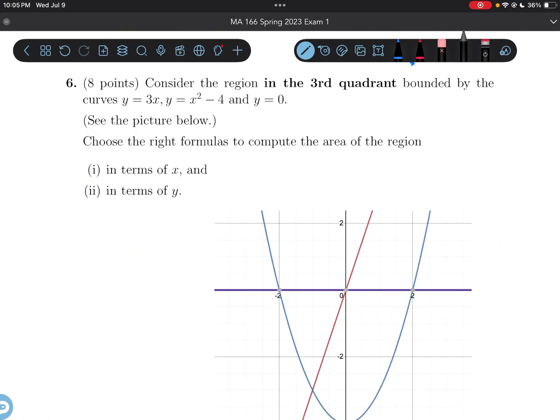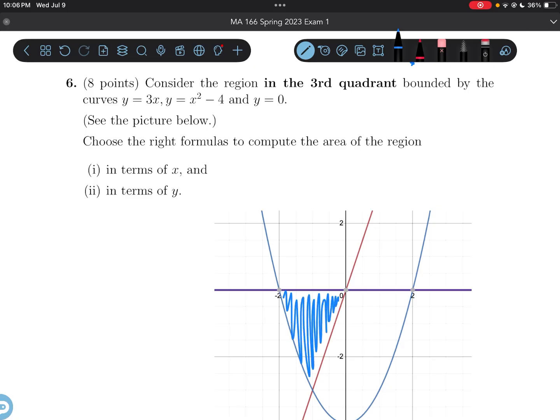Okay, question 6 says, consider the region in the third quadrant bounded by the curves y equals 3x, y equals x squared minus 4, and y equals 0. Choose the right formulas to compute the area of the region in terms of x and in terms of y. Okay, so the region they are talking about is over here.